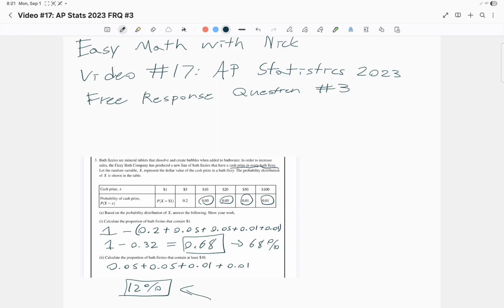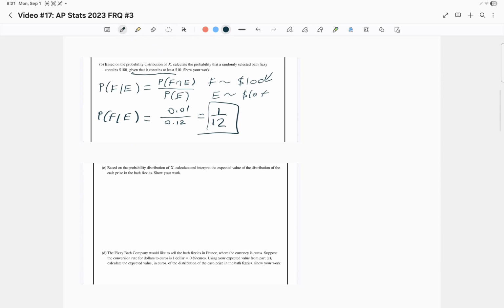But if you open up a lot of these bath fizzies, maybe when you take the total amount you gained from all those bath fizzies and divide by the number of bath fizzies you open, you'll get $15, even though you can't actually get $15 from one bath fizzy. So when we look at the expected value of the distribution, that doesn't mean it's a value that you can actually get.